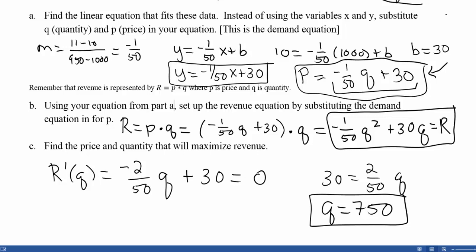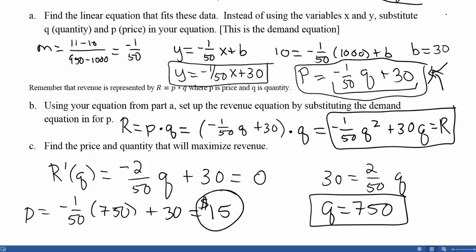I also want to know the price. So in order to find the corresponding price, I have to go back to my demand equation, which is way up here in part A, and I need to substitute my q in. So I have negative 1/50th times 750 plus 30. If I crunch that number, I'm going to get P equals 15. So price is going to be in dollars.